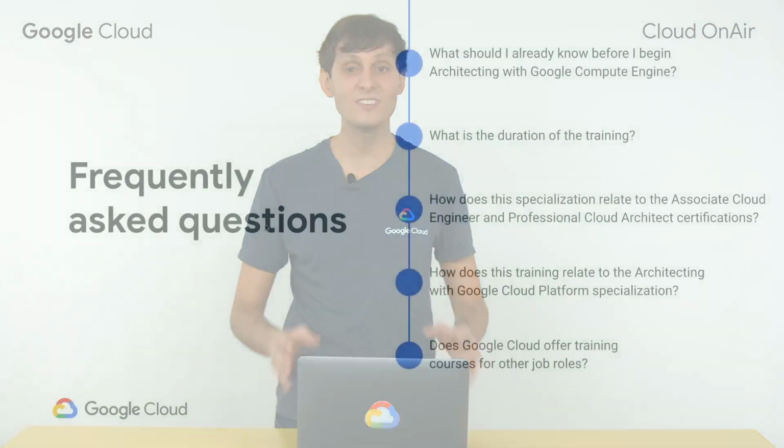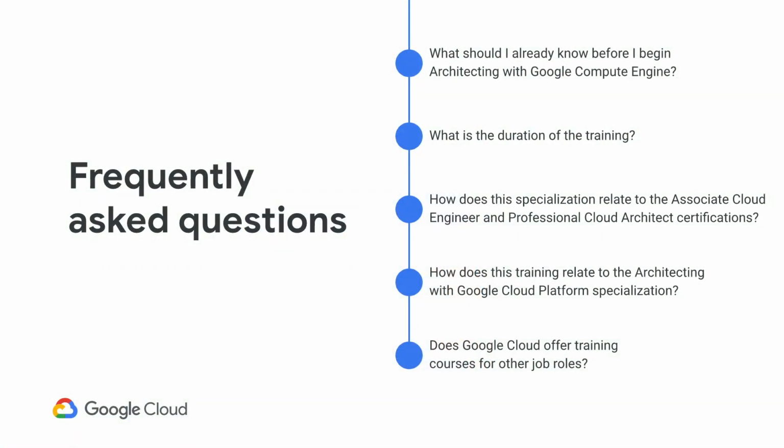The other question was, how does this training relate to the architecting with Google Cloud Platform specialization? That's another great question. The architecting with Google Compute Engine training that I talked about here used to be called the architecting with Google Cloud Platform specialization. Now, what we've changed is we've focused the specialization on Compute Engine. That is because we also now have a specialization focused on Google Kubernetes Engine. And with that, we've removed some content, but we've also gone deeper into Compute Engine and updated all of the 3 courses that I just mentioned. So we've re-recorded all the videos, we have all new labs, and we have all new slides.